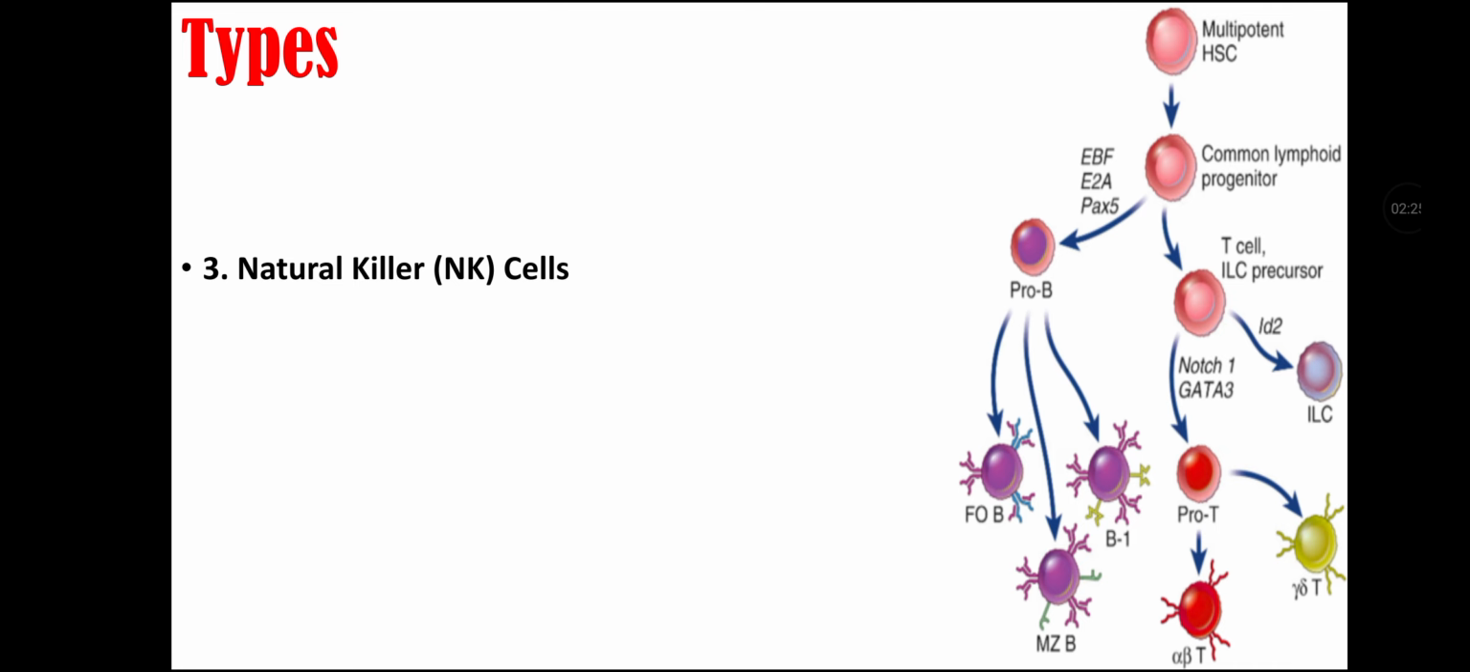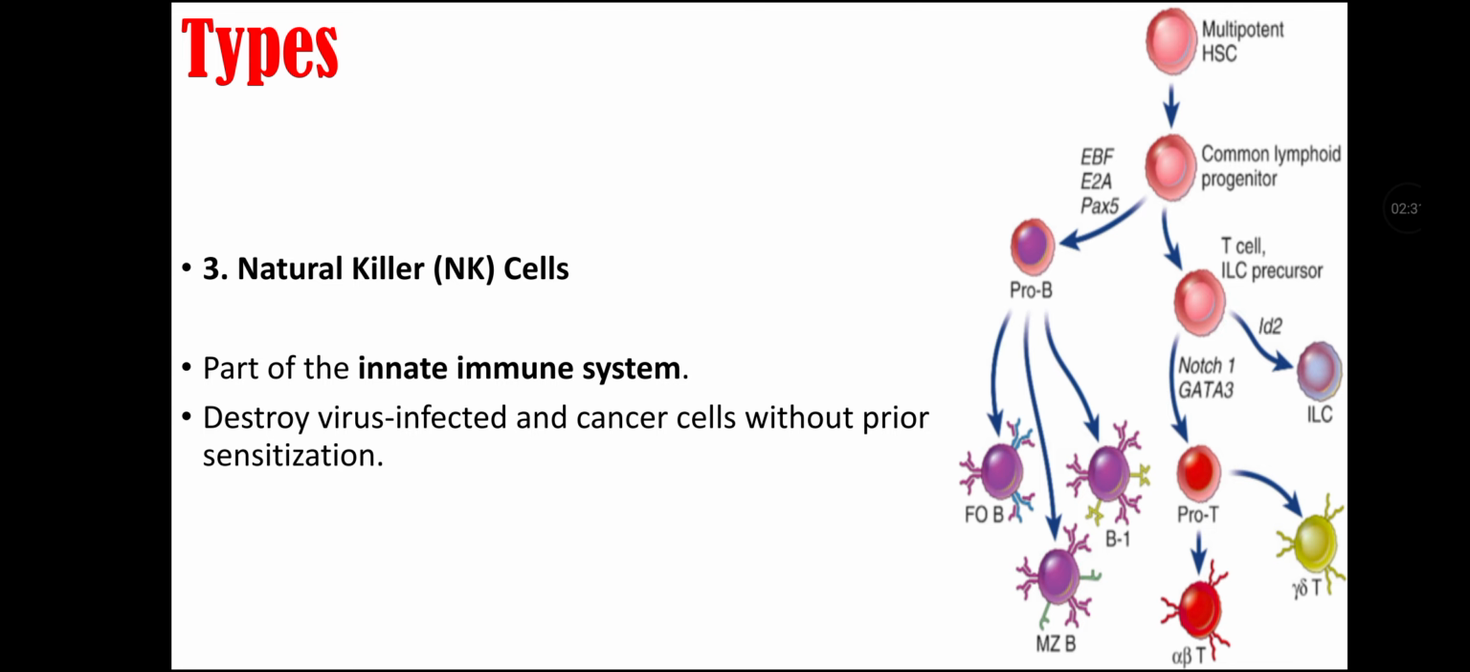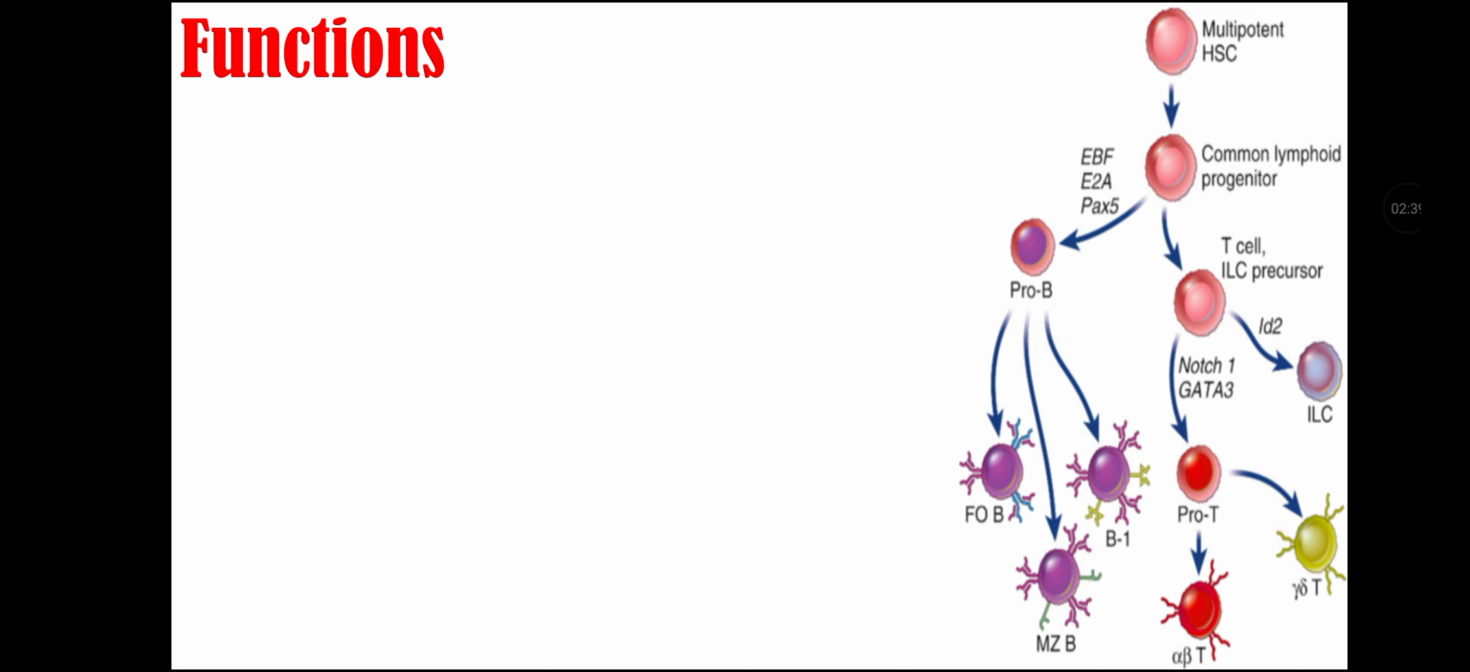Then there are natural killer cells that are also lymphocytes. They are part of the innate immune system. They destroy virus infected cells and cancer cells without prior sensitization. They release cytotoxic granules to kill target cells.